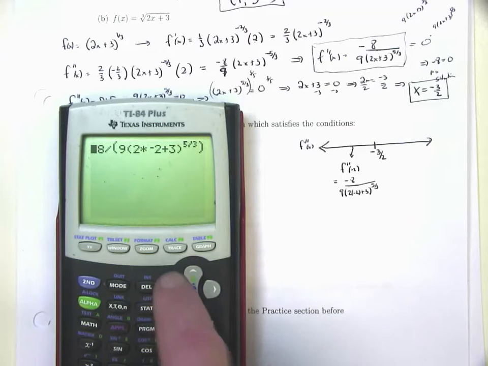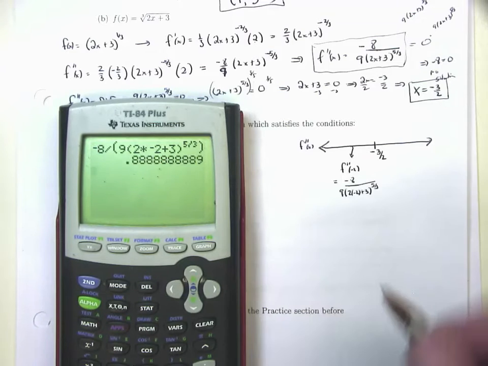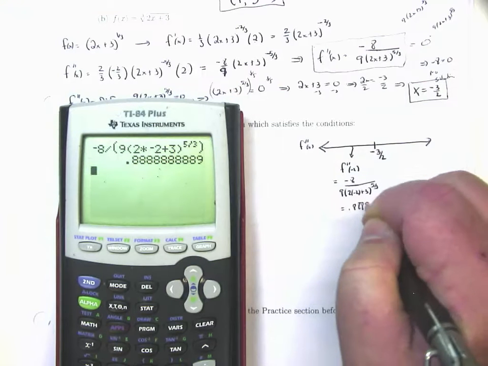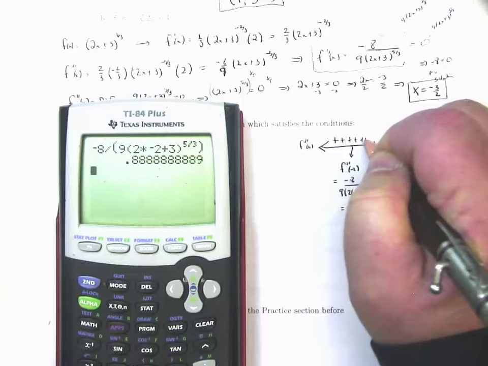And personally, I don't care what number I get. What I care about is the sign. What do I get? I get 0.8889. Who cares what the number is? It's positive, so everybody in this interval is going to be positive.